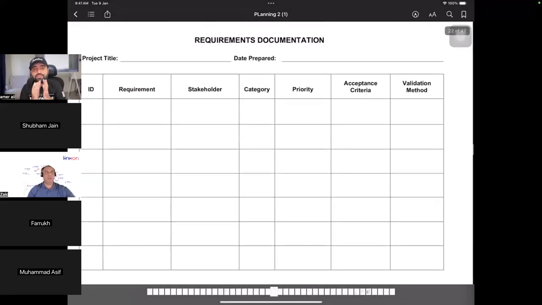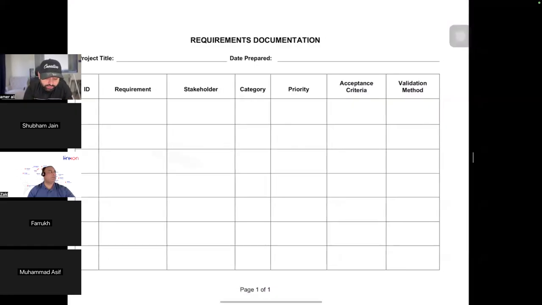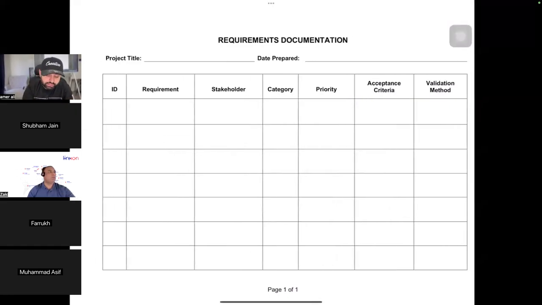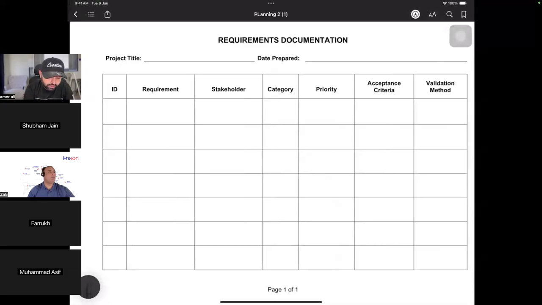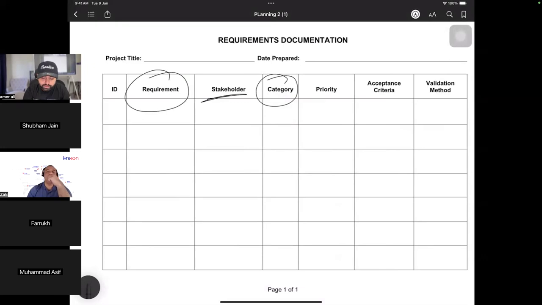Then in the requirement documentation, we will put the category of the requirement, right? What is the requirement, who the stakeholder is, the category of the requirement, the priority of the requirement, acceptance criteria, and validation method.